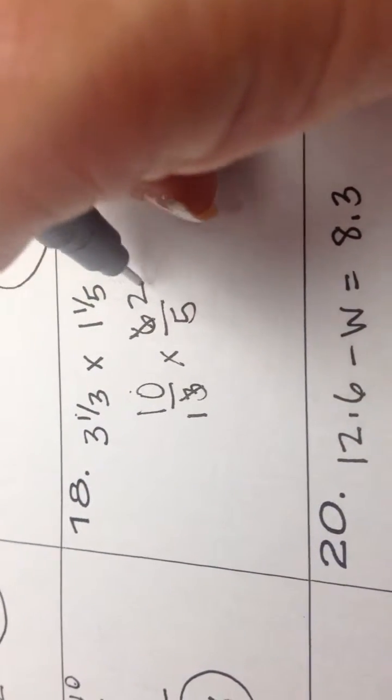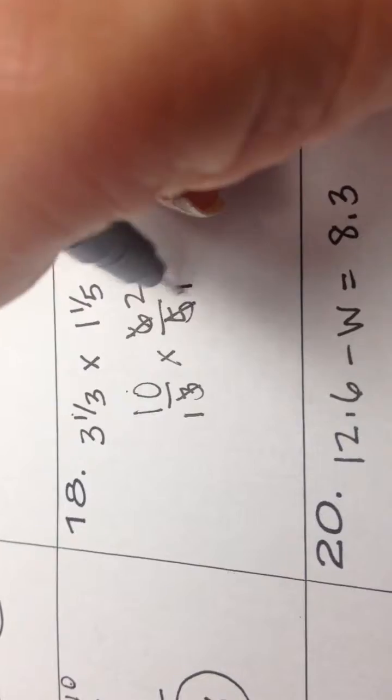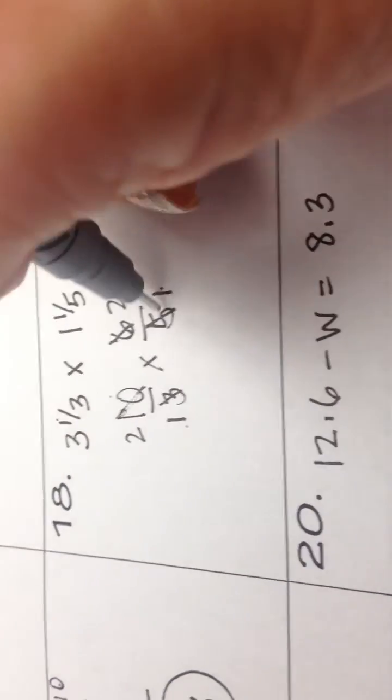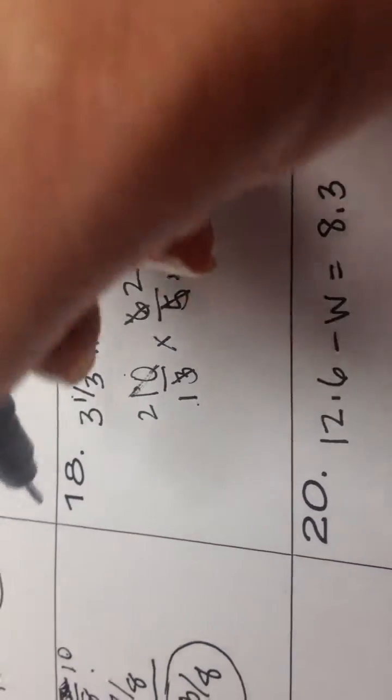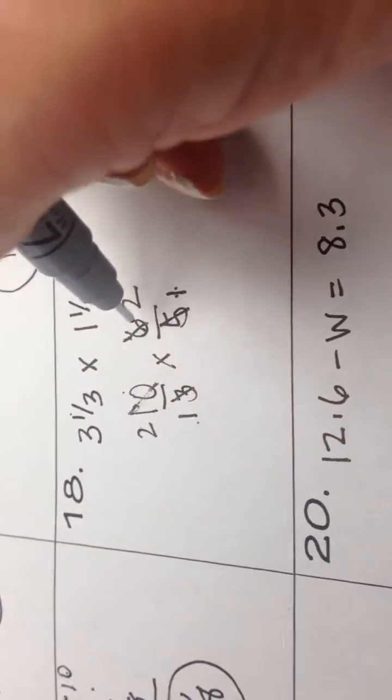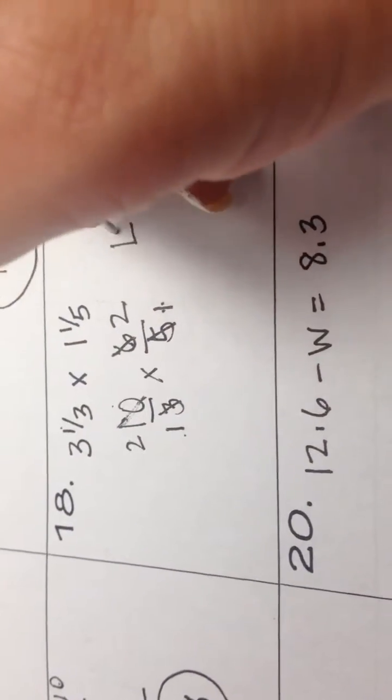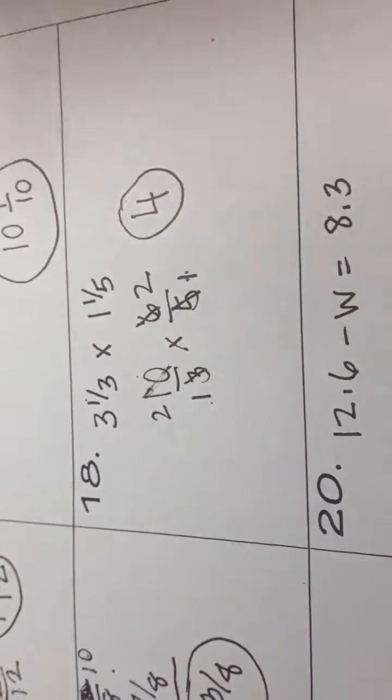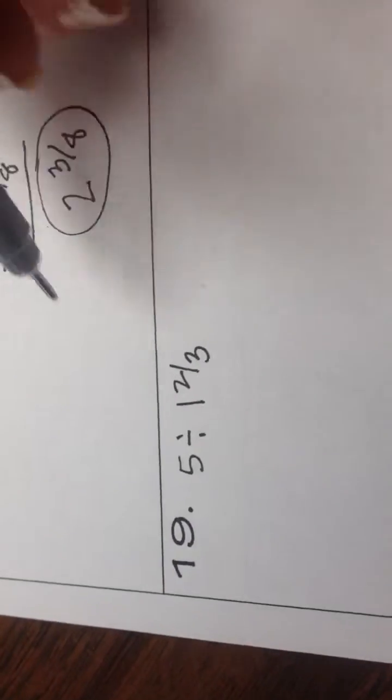This goes in there twice. 5 can go into itself once. 5 can go into 10 twice. Now my denominator is 1, so really my answer is just going to be a whole number. What's that going to be? 2 times 2 is 4. Bam! Ta-da! We're almost done.